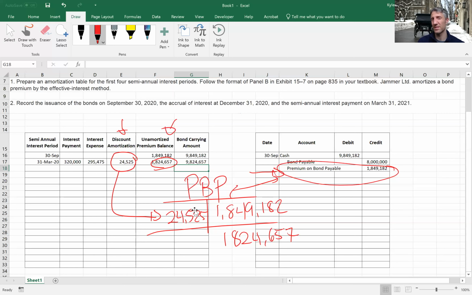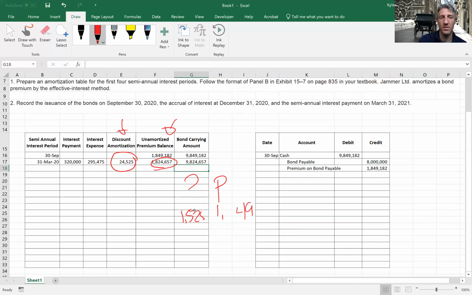So hopefully that makes sense. It's a little bit messy. My apologies for writing directly on the template. Hopefully you just write in the space next to your template. And in looking at this, I noticed that what we have here in the template says discount amortization, it should be premium amortization.